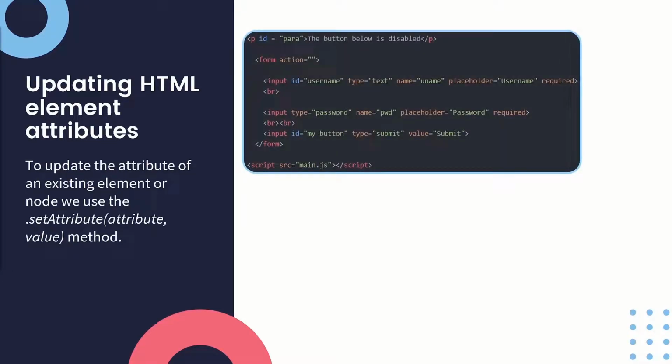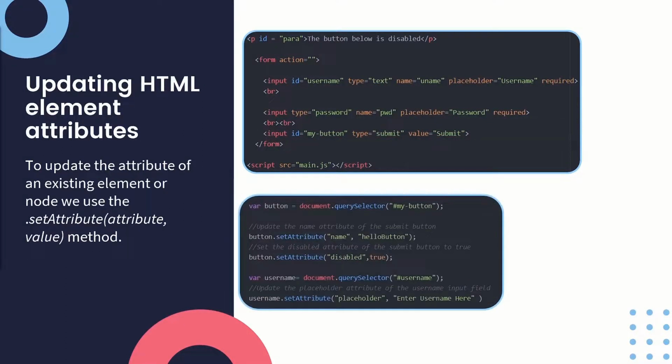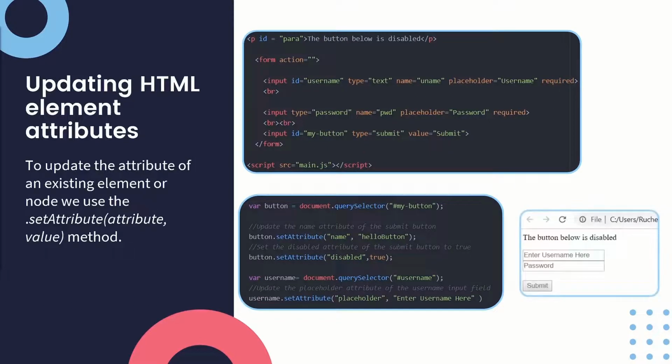So in our example over here, we've got an input field, we've got another input field, and then we've got another input field, but this one is actually a button, where the first two are your text-based input fields. So in our JavaScript code, we grab the button via the ID, we then set the first attribute, the name of the button, to hello button, and we set the second attribute to disabled, and we give it a Boolean value of true. We then create a variable username and grab the username input field, and then we set the placeholder attribute of that username to enter username here. And this is what the code looks like.